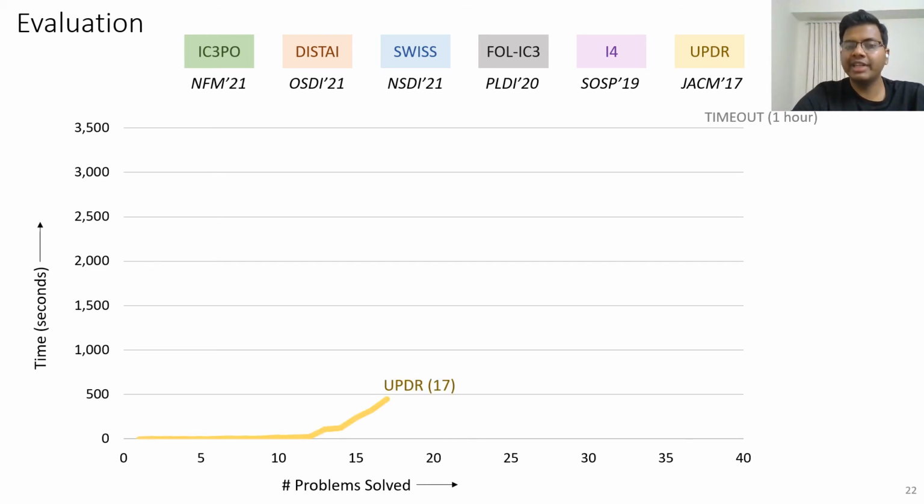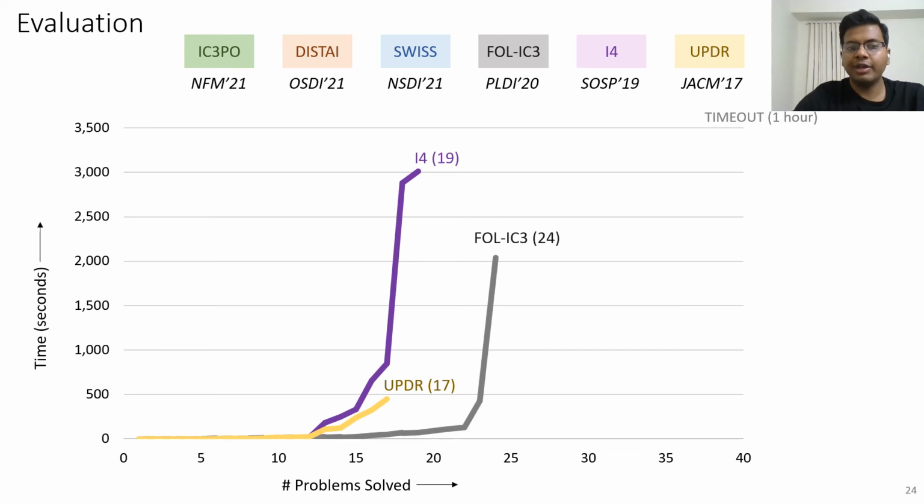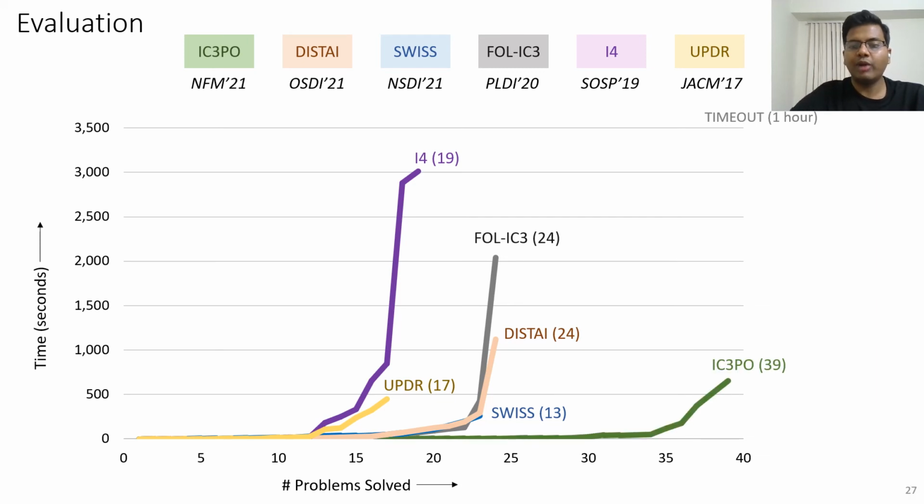UPDR solved 17 problems, I4 solved 19 problems, FOL IC3 solved 24, Swiss solved 23, Dist AI solved 24, while IC3PO solved 39. Overall, IC3PO is much faster compared to the other tools, solving more problems in much less time. It even solved simplified EPR versions of Paxos fully automatically.